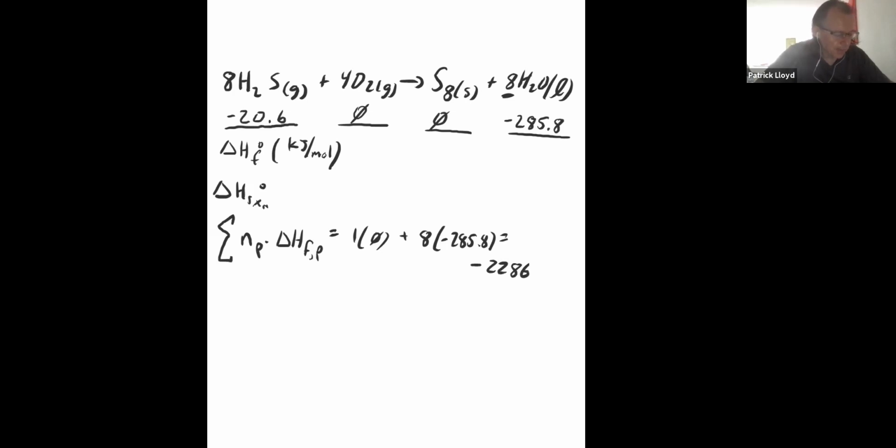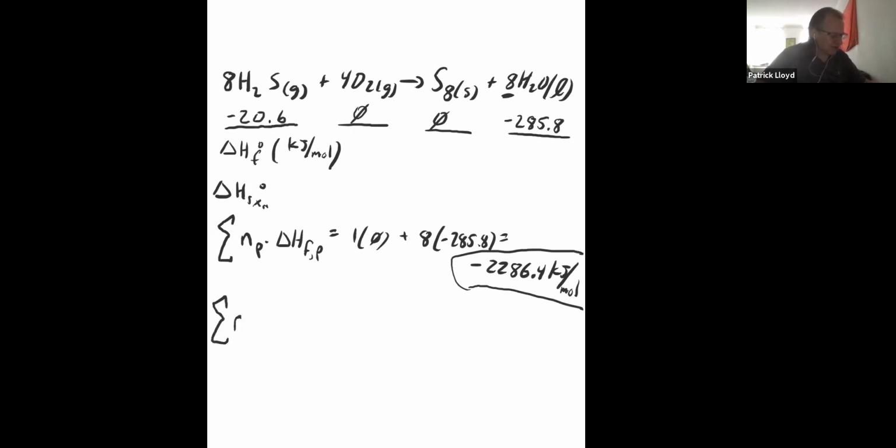2286.4 kilojoules per mole. Some books will say there's the 1 and the 8, those are in moles. So moles times kilojoules per mole is kilojoules, and you get rid of the moles. Other textbooks just have the coefficients being unitless, so it's just 1 or 8, and they leave the kilojoules per mole in there. So it's not particularly a big issue. Your instructor will tell you what units they wanted. So there's your products. Now we do the reactants.